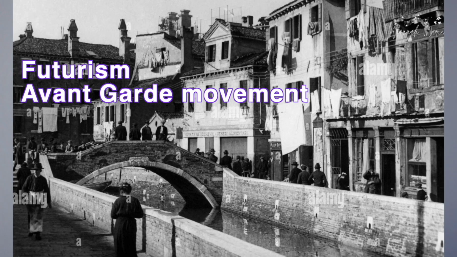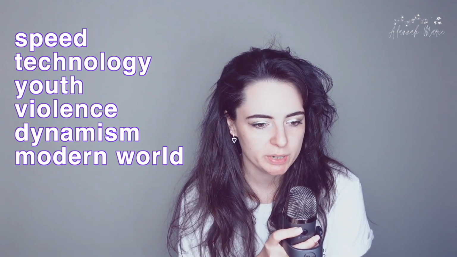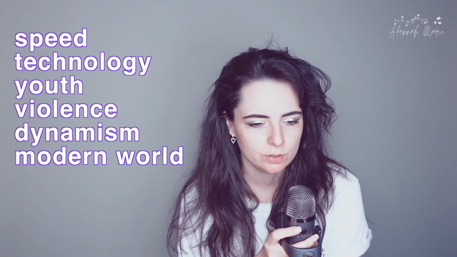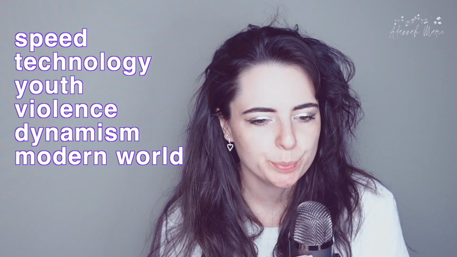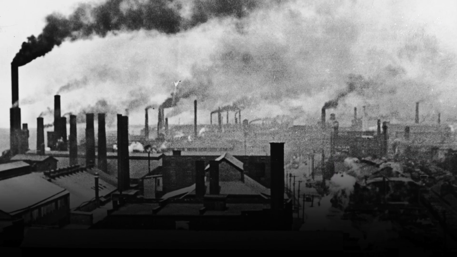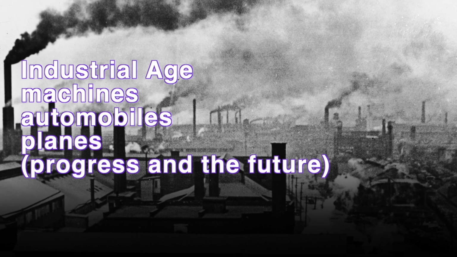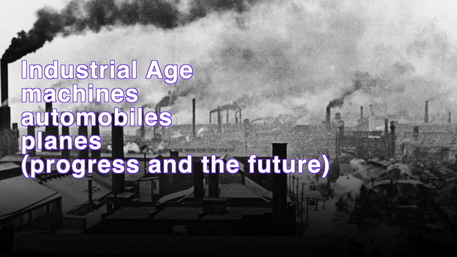Futurism was an avant garde movement that originated in Italy in the early 20th century. It emphasised speed, technology, youth, and violence, and sought to break away from the past to embrace the dynamism of the modern world. The movement glorified the energy and innovation of the industrial age, including machines, automobiles, and airplanes, which they saw as symbols of progress and the future.